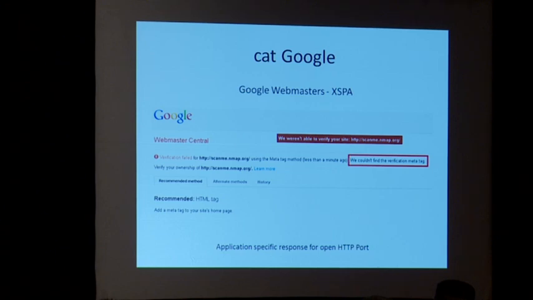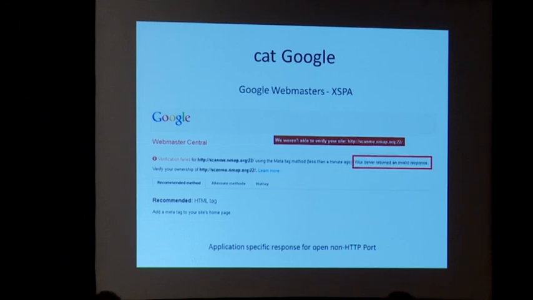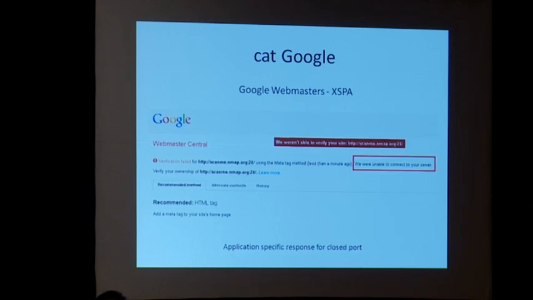So when attempting to connect to port 80, it says we couldn't find the verification meta tag. When connecting to port 22, it says your server returned an invalid response. When connecting to a closed port, it says we were unable to connect to a server. Right, so you have three distinct error messages. You can use that.